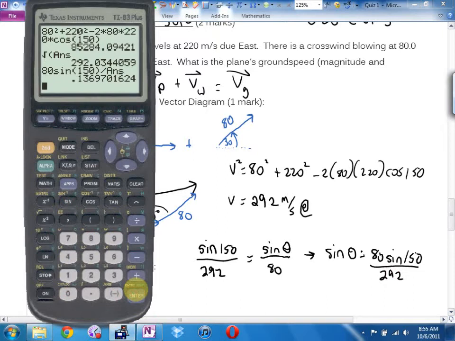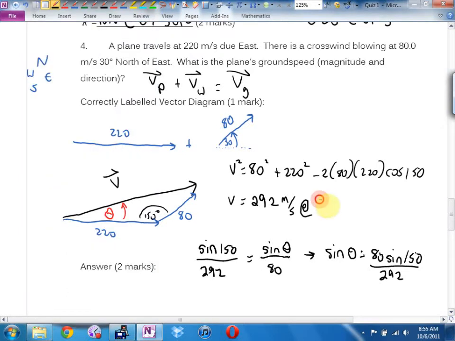How can I figure out what the actual angle is? Brett. Inverse sine, shift sine, second function. Yeah, that button there. 7.9. If you said 8 degrees, I probably wouldn't freak out. 7.9 degrees. And I think it's north of east.